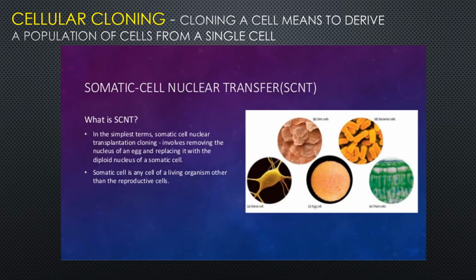Our third type of cloning is what we call cellular cloning, and this is exactly what it says. It's the cloning of a cell with the means to derive a population of cells from that particular one. It's very similar to embryonic cloning that we talked about before, or reproductive cloning. However, its intention is to develop just a population of cells that we can then use for other purposes. So the method is called somatic cell nuclear transfer, which is what we did with the organismal cloning as well.